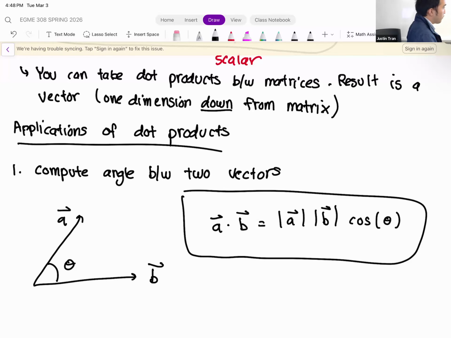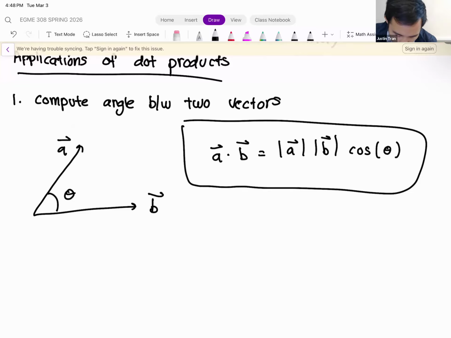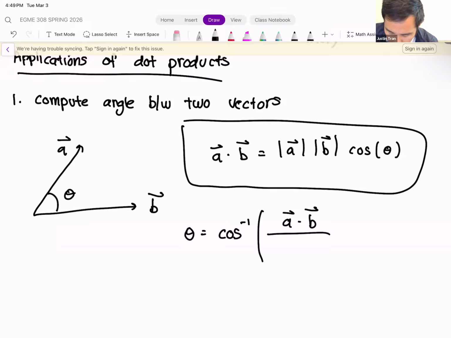And if we solve this expression for theta, with a little bit of algebra, we get theta is equal to the inverse cosine of the dot product of A and B divided by the product of their magnitudes.